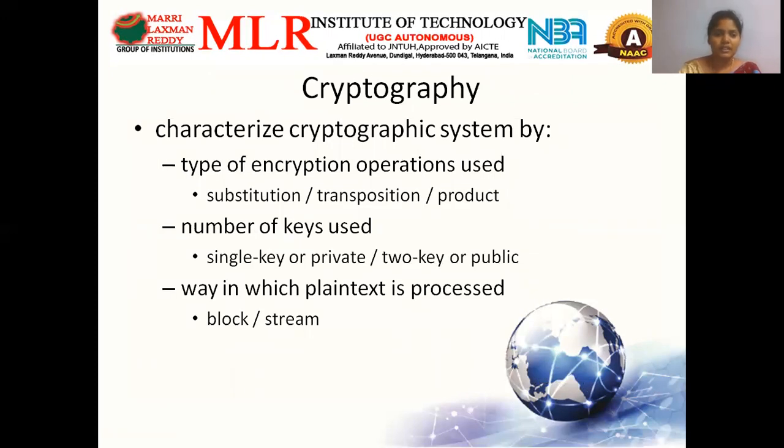Next, cryptography. We characterize a cryptographic system by the type of encryption operations used. And what are the types of encryption operations used? Substitution, transposition, product. Again, these three. Then again, we can characterize the cryptographic system by the number of keys used, and by the way in which the plain text is processed, I mean, in a way of block or in a stream. The number of keys means whether a single key or private key, or two keys or public key.